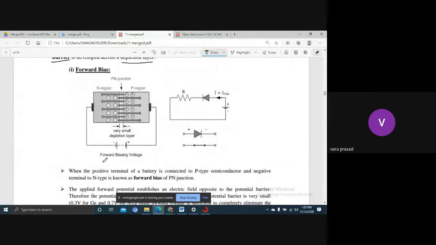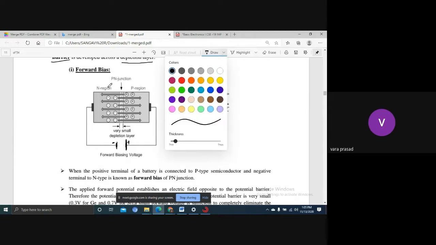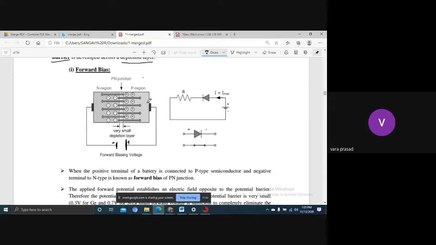Now, forward bias. What is meant by forward bias? Listen carefully. See here, this is the N region. This is the negative terminal and this is the positive terminal. The P region is connected to the positive terminal. Forward bias, what does it mean? This is the anode terminal and this is the cathode terminal.